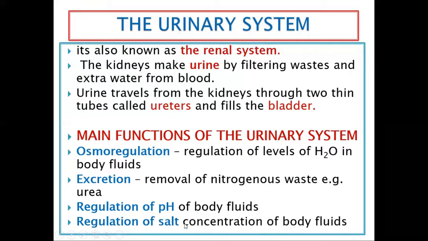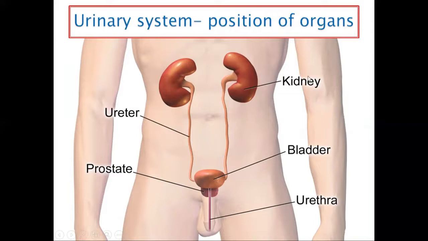And then lastly, regulation of salts. How much salt do the body fluids have? Is it too concentrated or less concentrated? So these are the major functions of the urinary system: osmoregulation, excretion, regulation of pH, and regulation of salt.